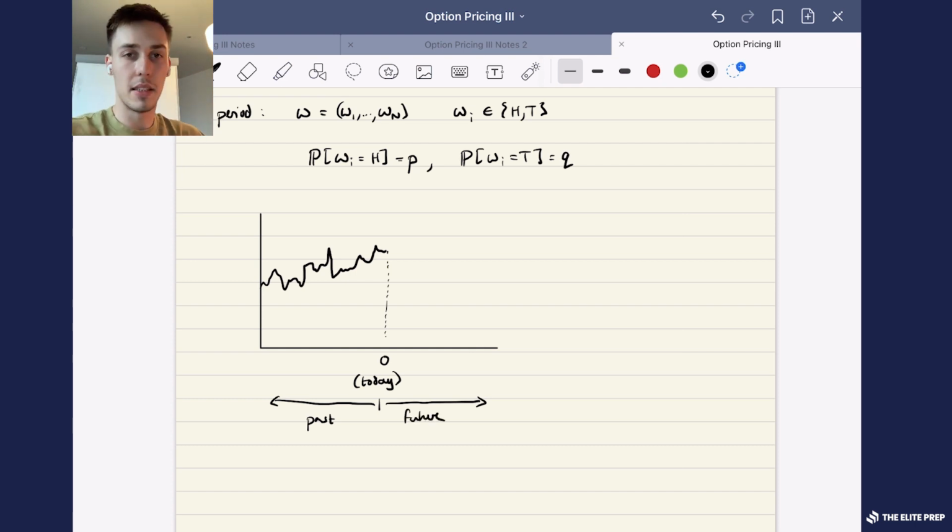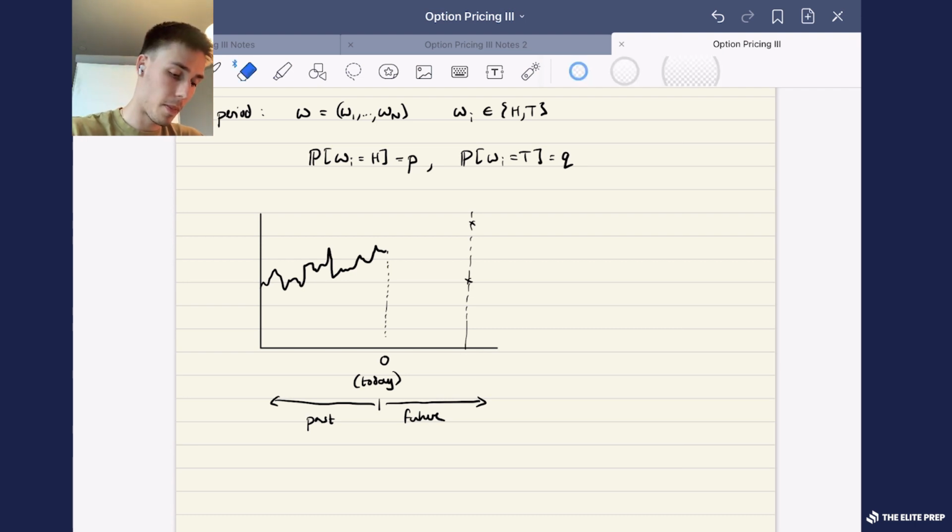Before, we had a very granular view. We had just one time step, so really we could only model what's happening at one point in the future. So either the stock goes up or the stock goes down, and we only really had time 1. Now we are actually extending it to time n, and we have slices in between each of these times. So now we can model at time 1, 2, all the way up to n.